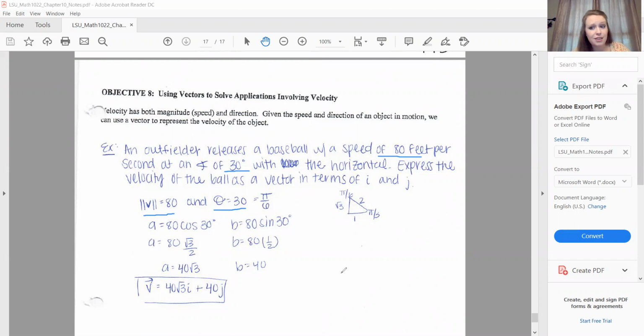And there's just one, so it could be this one on your homework, or it could be another one. They have some to pull from. So it's 80 times cosine of 30 and 80 times sine of 30. 30 is in quadrant 1, so everything's positive. 80 cosine of 30 is square root of 3 over 2. 80 times sine of 30 is 1/2. Half of 80 is 40. So your A is 40 square root of 3. B is 40. 40 square root of 3I plus 40.